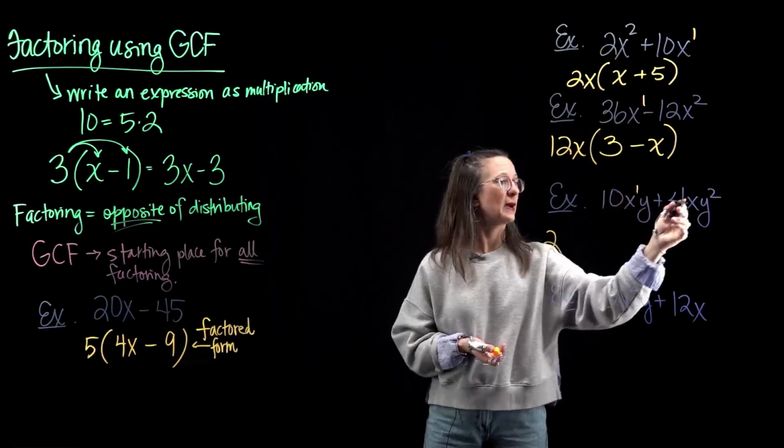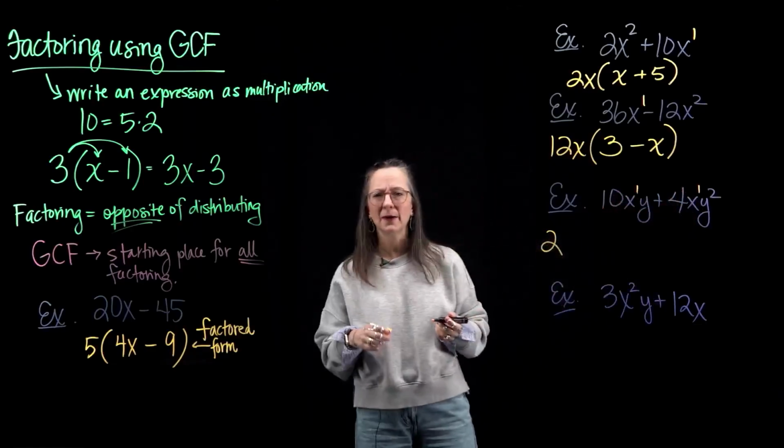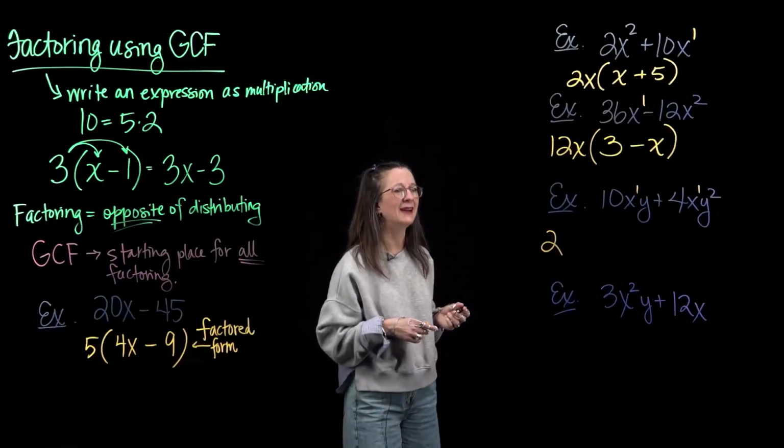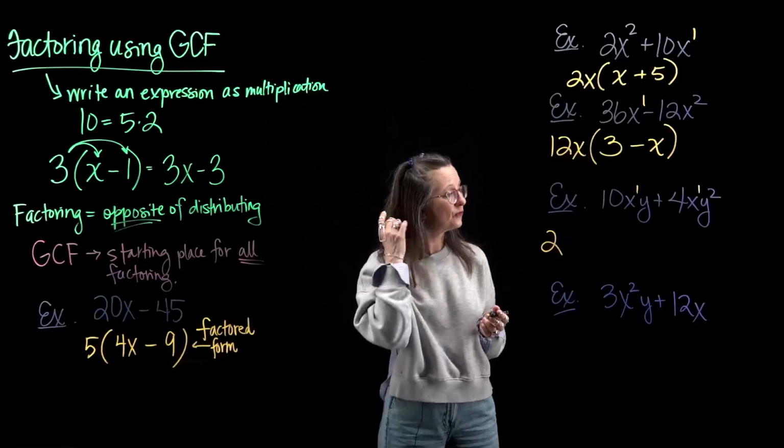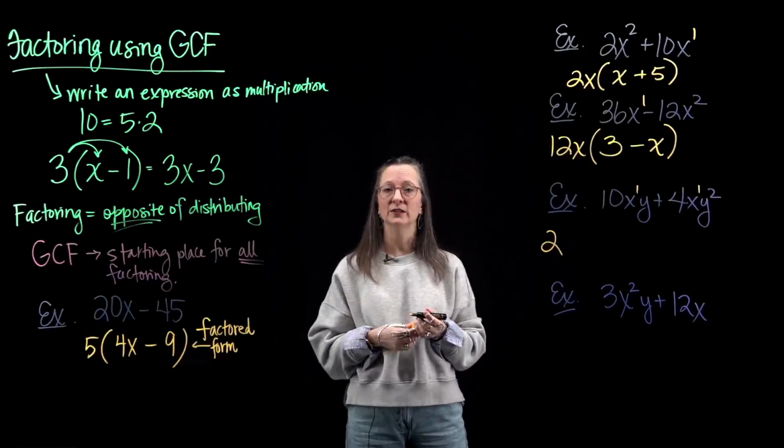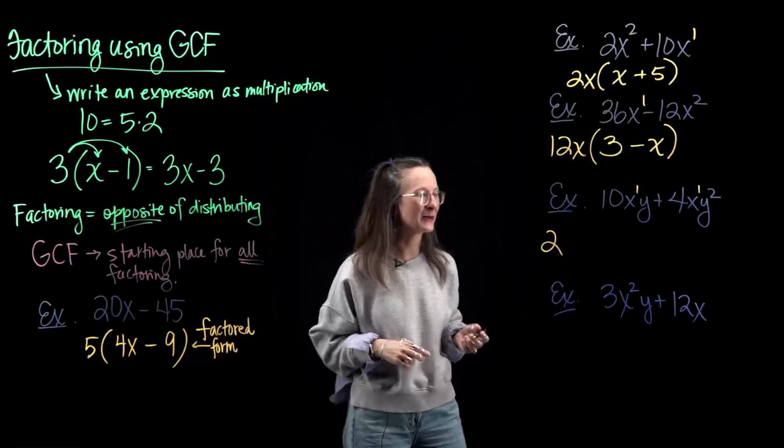X to the first power. Oh, I don't think I read the problem. Hold on, let me go back and do that. We want to factor 10xy plus 4xy squared. All right, now we're back on track.